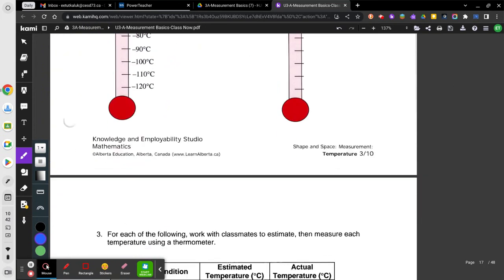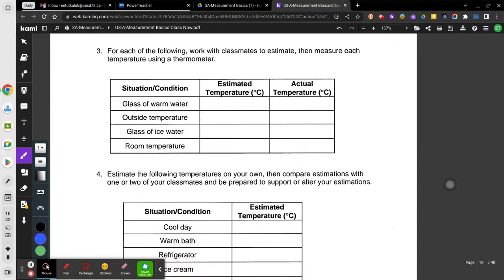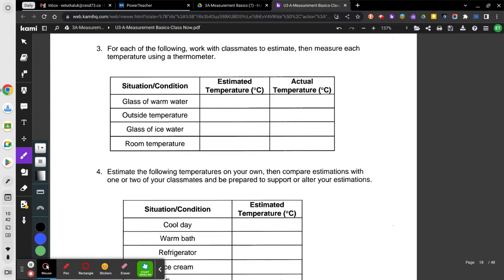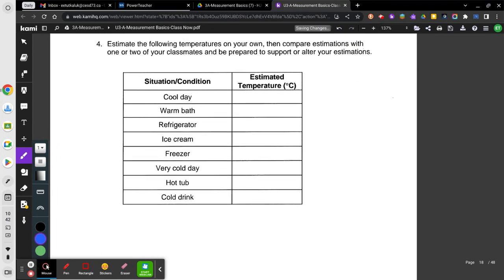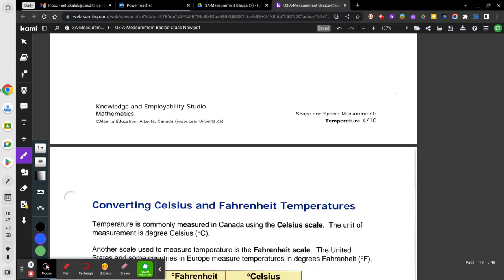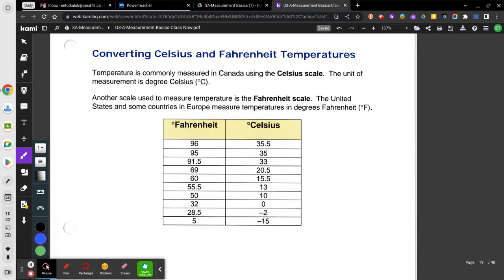Turn your page. So here it says, for each of the following, work with a classmate and we are going to figure out each of these temperatures. We're actually not going to figure out these temperatures. We're not going to worry about those. These ones, I'm going to let you guys do on your own. You can look them up on your phones. We're not going to do it right now. But we are going to flip over to when we're converting. We're going to go to the converting page.